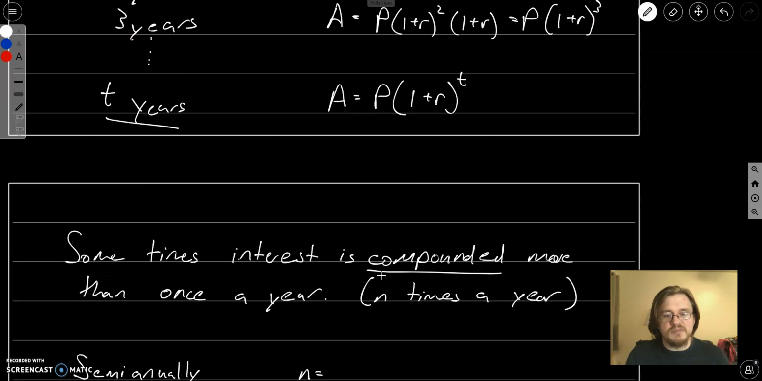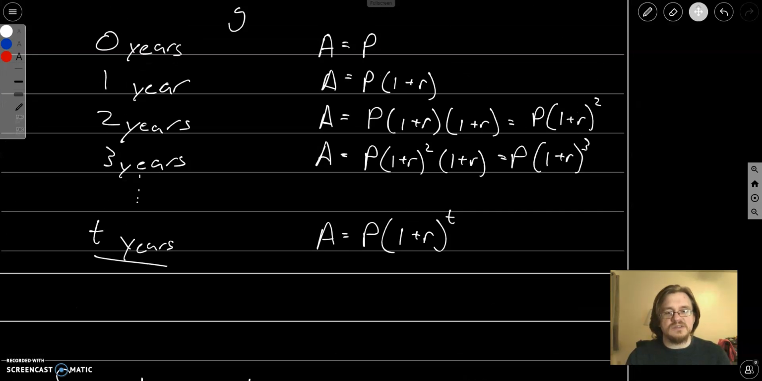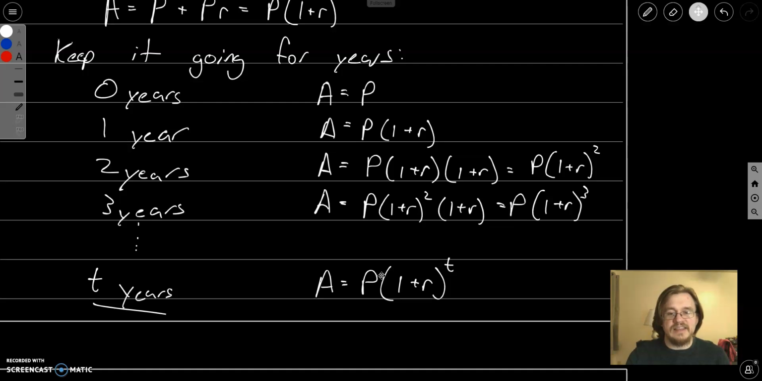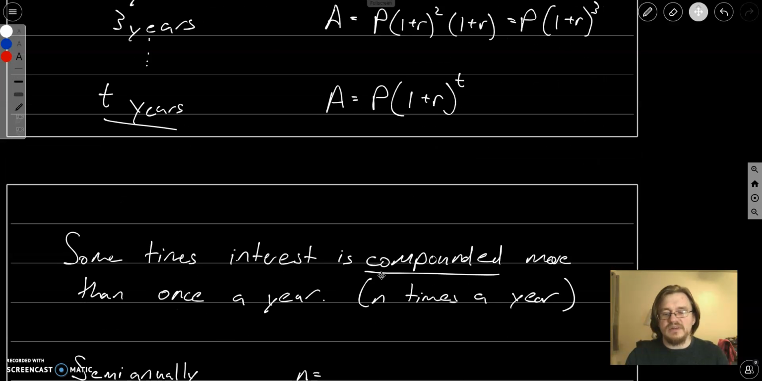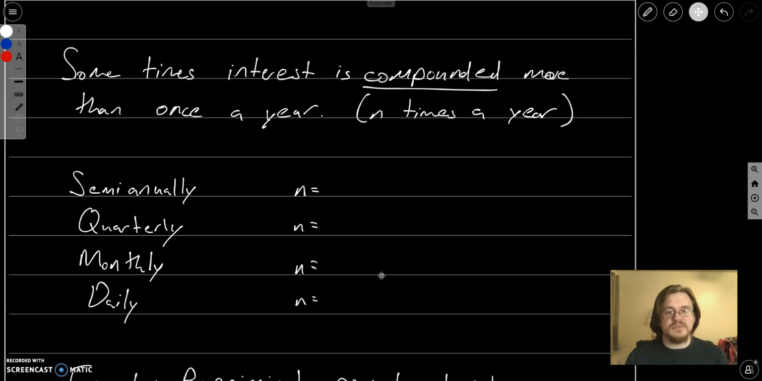Sometimes we compound the interest more than once a year. So up here, this was just saying, we've earned a little bit of interest, and then at the end of the year, we add that interest back to the principal and start the process over. But sometimes we can do it more than once a year. So for instance, if interest is compounded semi-annually, this means that it'll be compounded twice a year, meaning every 6 months. The interest will be added back to the principal so we can earn a little bit more.